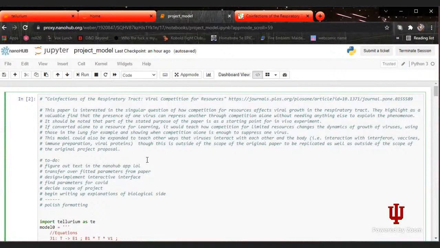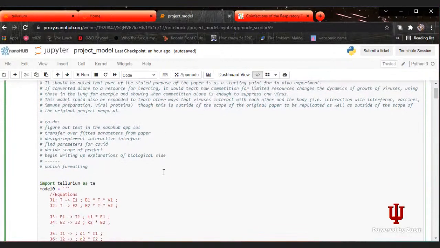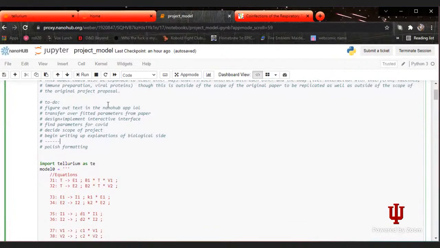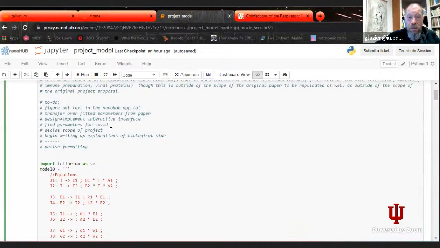Though such expansion is outside of the scope of the original paper, and as well as outside of the scope of the original project proposal, which when I did the project proposal, I don't think I fully understood the project. So I added a to-do list, which turns out I don't know how to do text in NanoHub. So that's my next thing to do. And then that's actually easy.